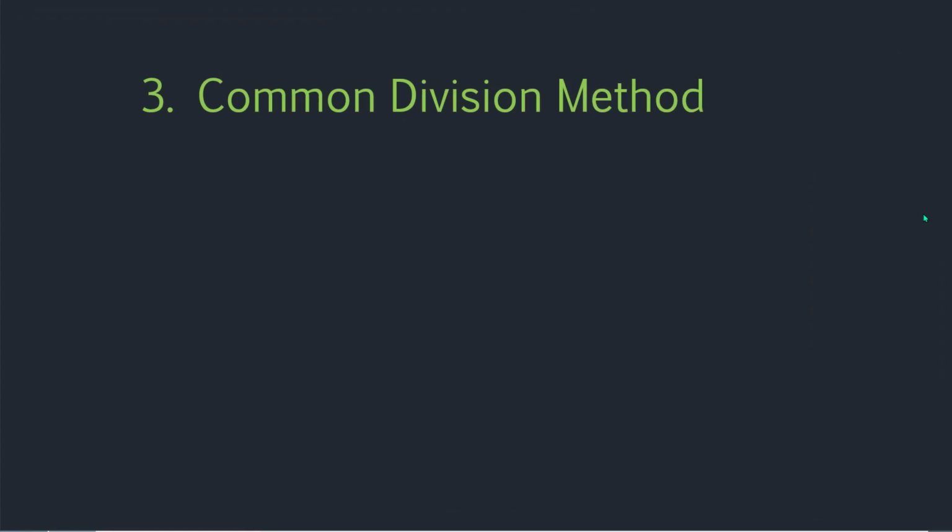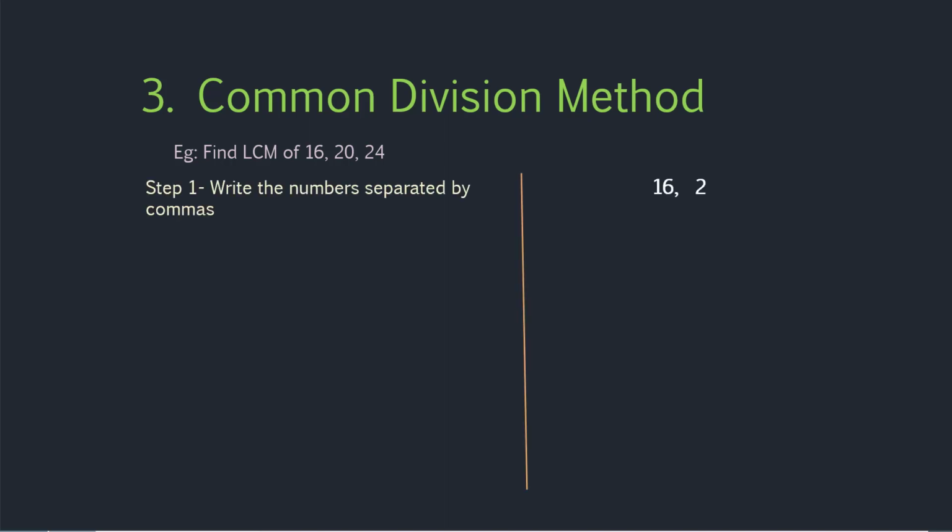And finally, we will discuss the third method to find LCM, the common division method. Take the numbers 16, 20, and 24. Let us try to find LCM using the common division method. For this, we write the numbers side by side in a line separated by commas.